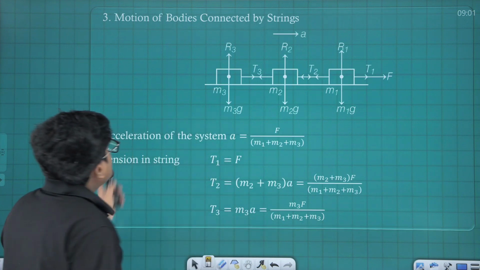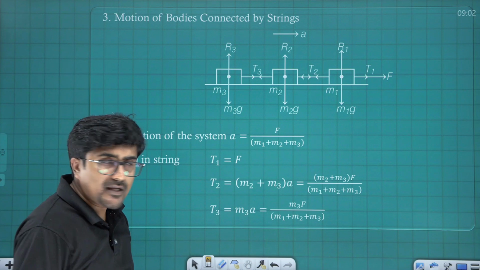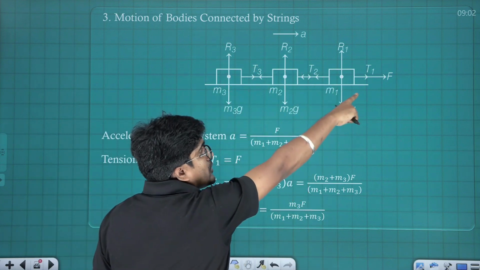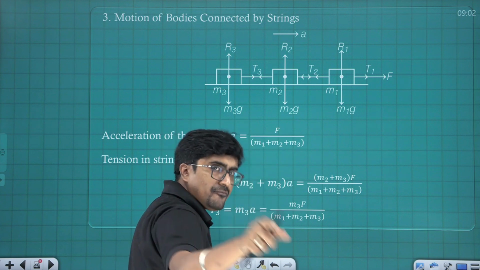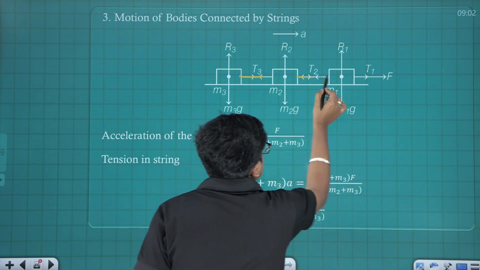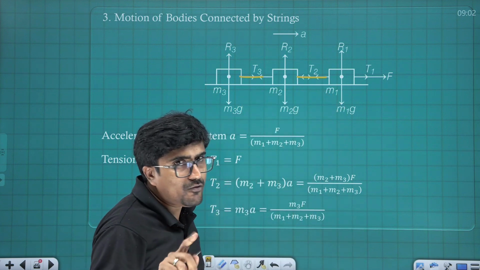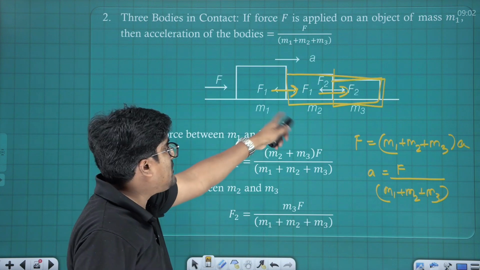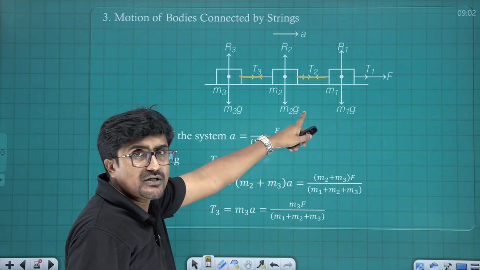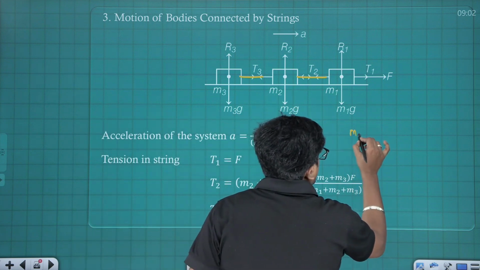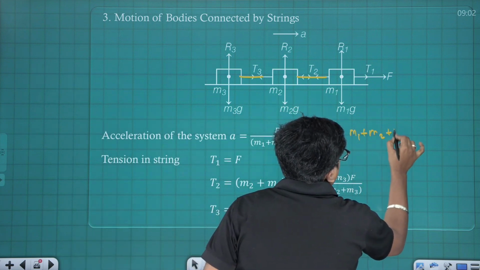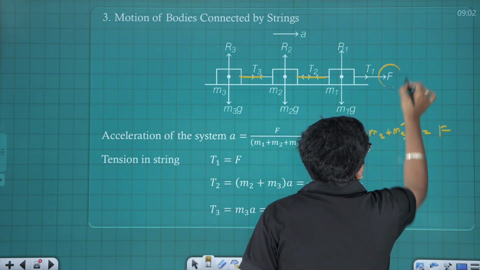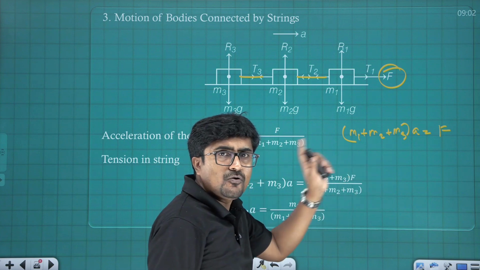Fine. The next is bodies connected by string. Here you have got M1, M2 and M3 all together being pulled by a force F. And here the strings are massless strings. Okay, and you know that here the tension will be there. Now again, as we discussed in this case, three masses are moving with the same acceleration. That means M1 plus M2 plus M3 is moving with an acceleration of A under the influence of this force F. This will give you the expression for A.